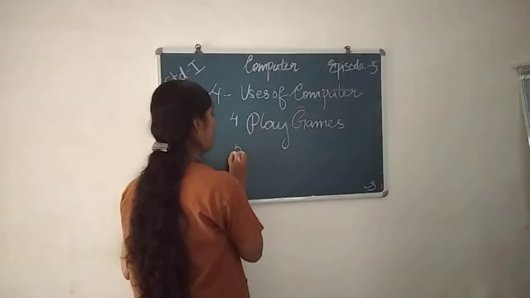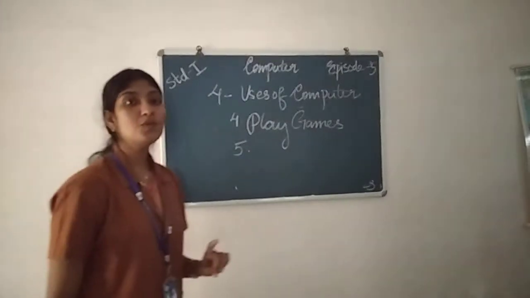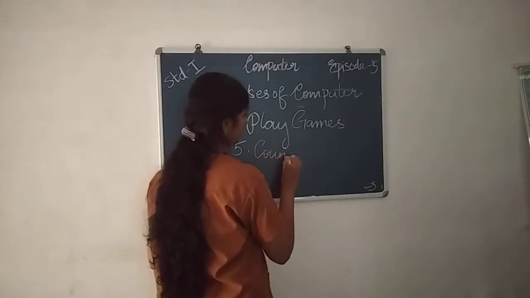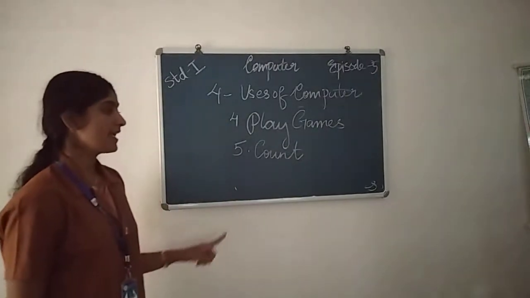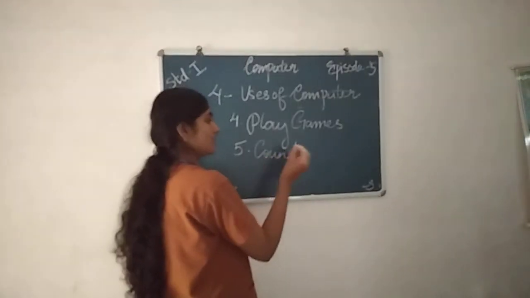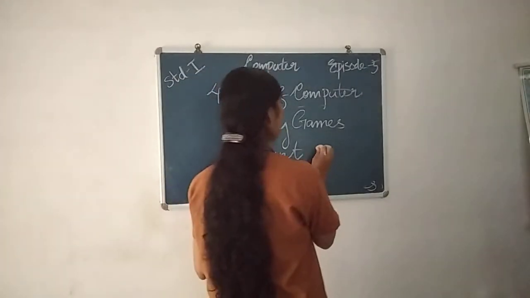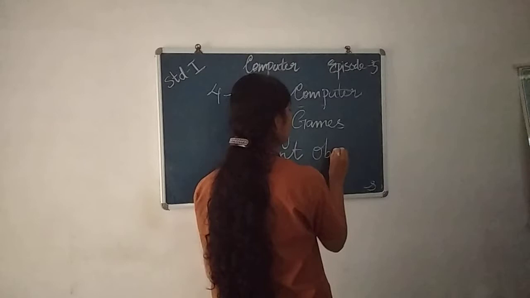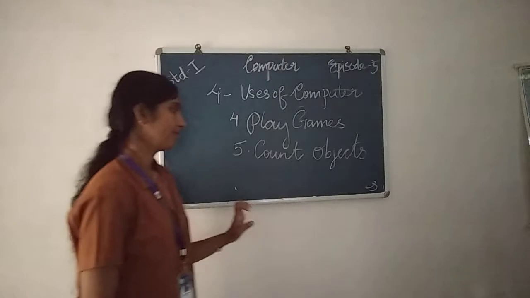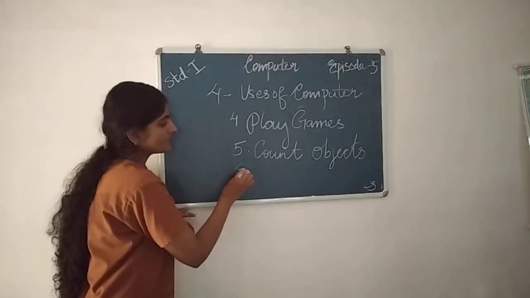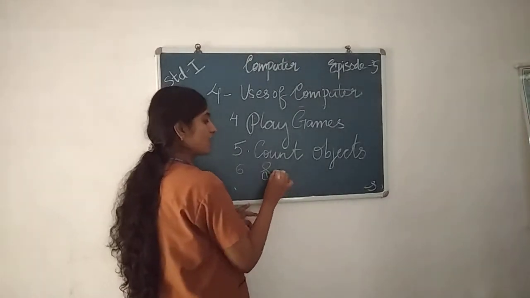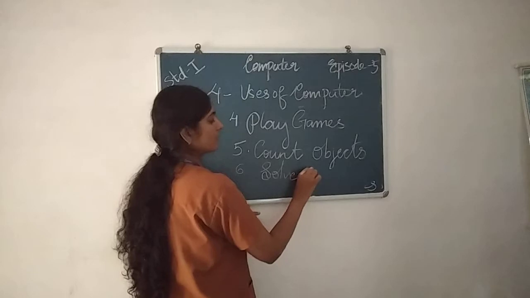That means we can count objects. Count spelling is C-O-U-N-T. Count objects. O-B-J-E-C-T-S. Objects. Then next is solve sum. We can solve the calculations. Solve is S-O-L-V-E. Solve sums.